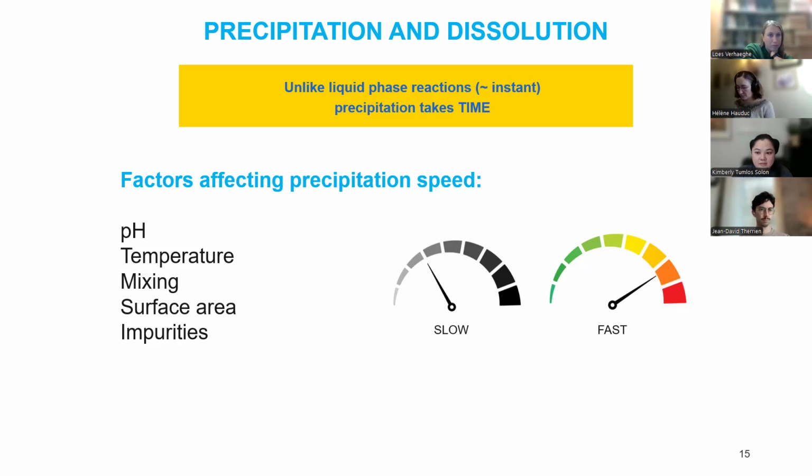When you have higher surface areas, you will also have faster precipitation speed. Impurities can also go both ways. Impurities can act as seeds for the crystals, so they can improve precipitation speed, but they can also block the growth of some crystals, so they can also slow down precipitation speed. But all of these factors affect the speed of precipitation. Therefore, even if you have the same supersaturation, precipitation can be slow in one system and extremely fast in another.